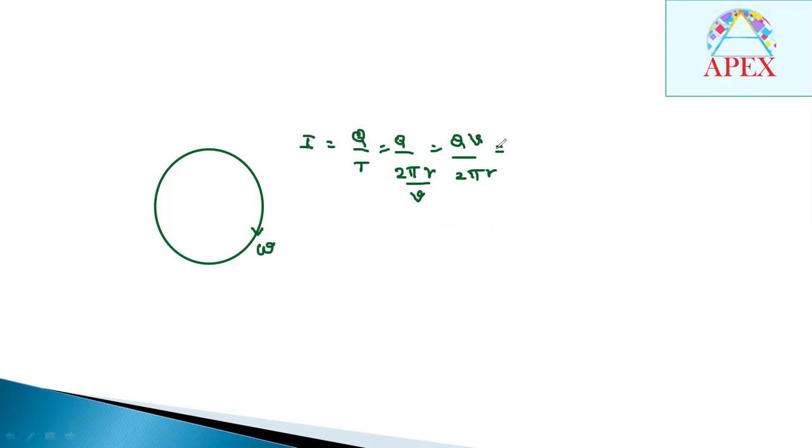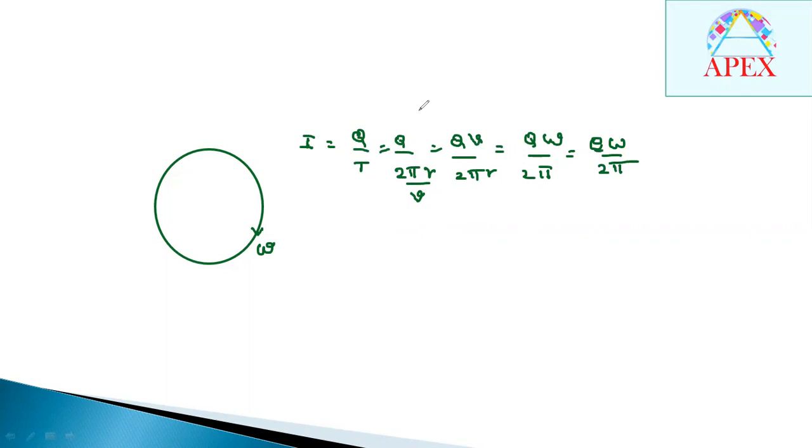So V equal to R omega, so omega equal to V by R, no? So in place of V by R, you can write omega. So what is the current value there? Q omega. Of course, it is electron only given, so let me consider the charge of the electron as E. So E omega by 2 pi, that is the current.